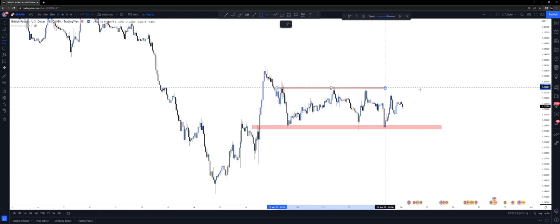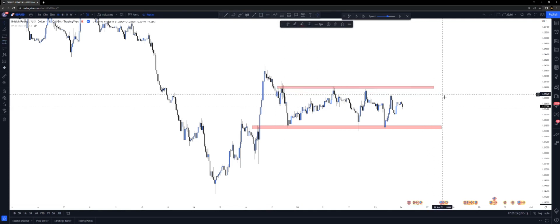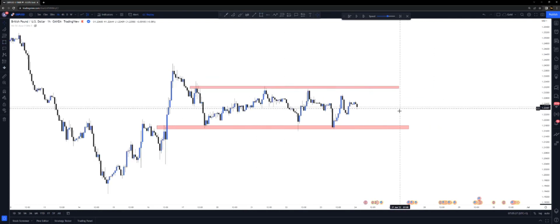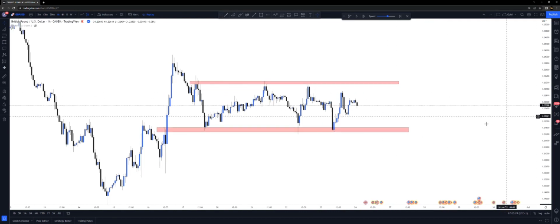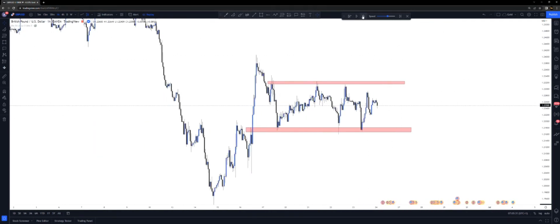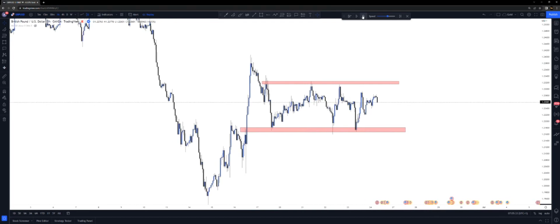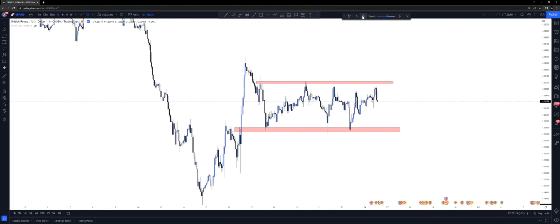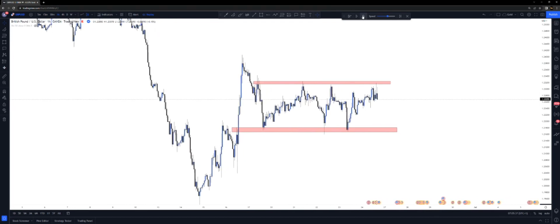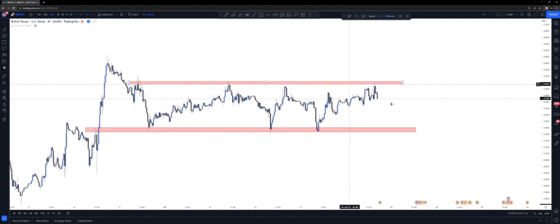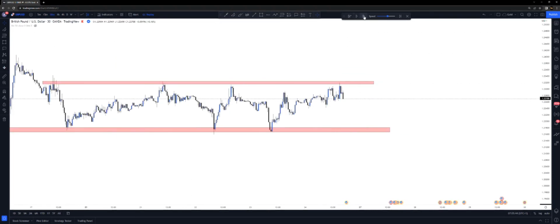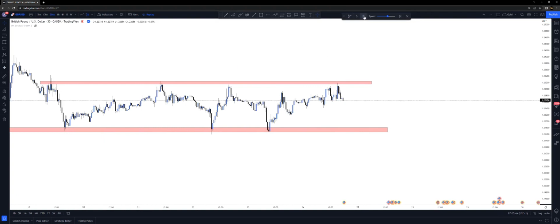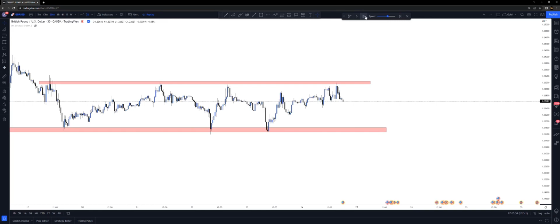We're in the sideways market. So let's be patient. We're in the sideways market. Patience beats everything when it comes to trading. That's what guys should understand.